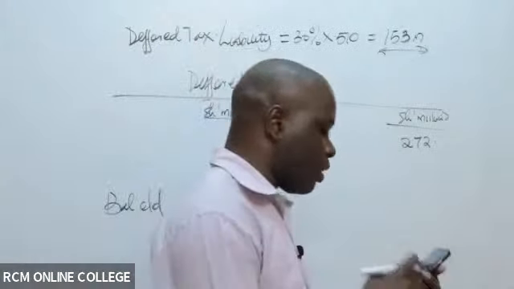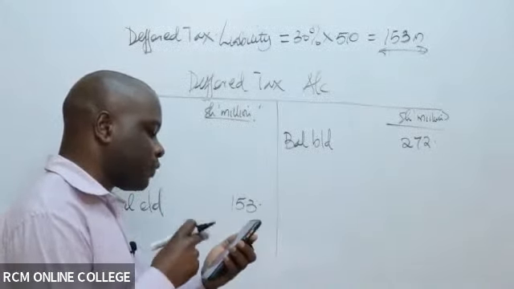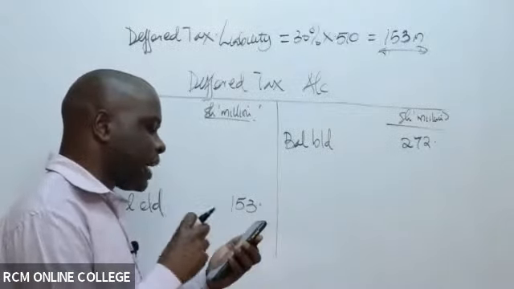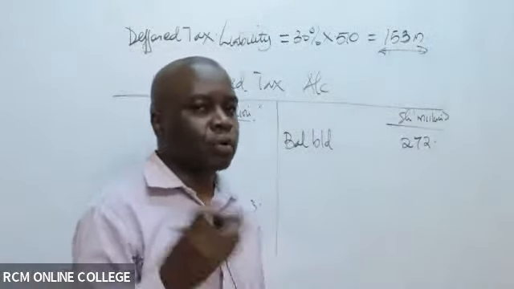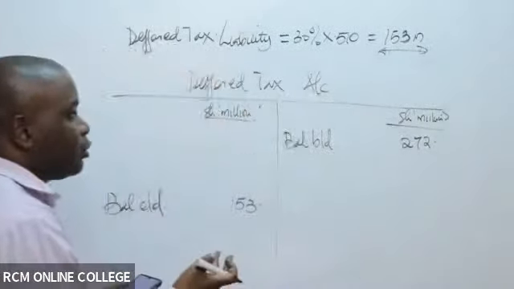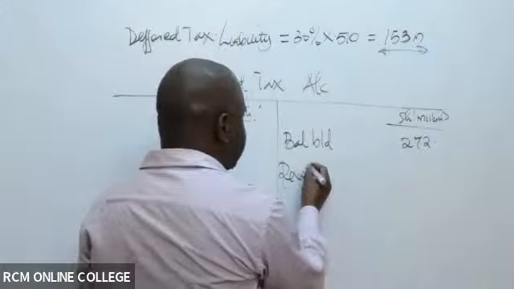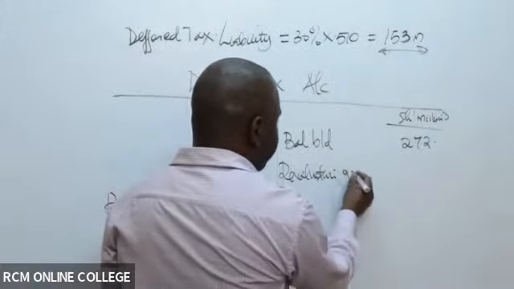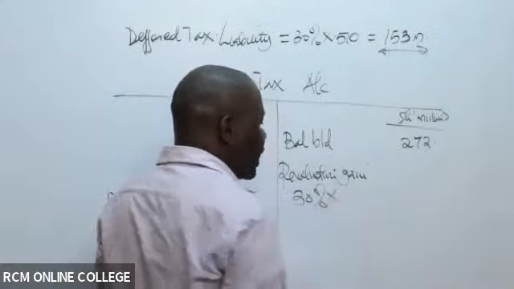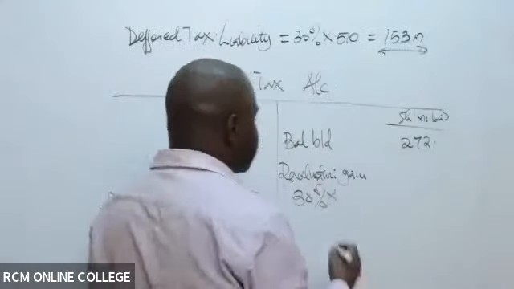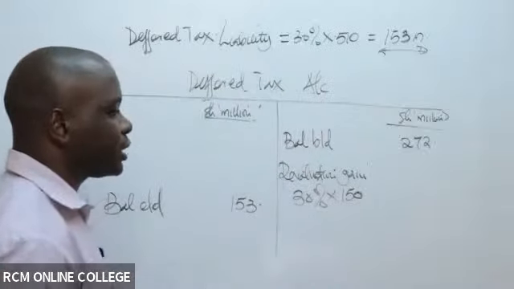In our situation here, we are told that property, plant, and equipment has a carrying amount of this, and a tax base of this. During the year ended 31st, property was revalued upwards, so it was a revaluation gain. Rule of thumb, any revaluation gain you credit in the deferred tax account. So you put here the revaluation gain. But you have to consider the deferred tax on this revaluation gain by multiplying with the revaluation gain. It was 150.